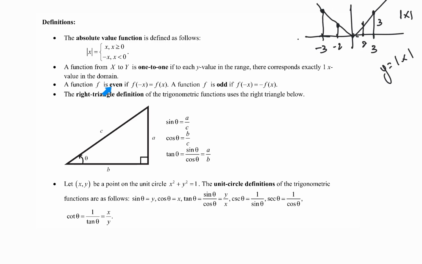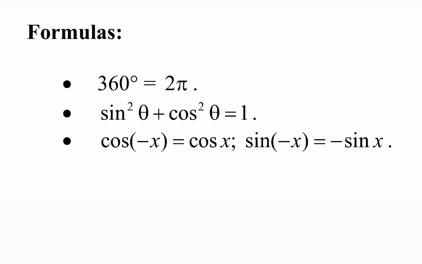When f is even, when f of minus x is f of x. This is the function f of x equal x squared. This is an even function. And when it's odd, when f of minus x is minus f of x. For example, the function f of x equal x cubed is odd. Well, this is the right triangle. I think we will review everything in class.